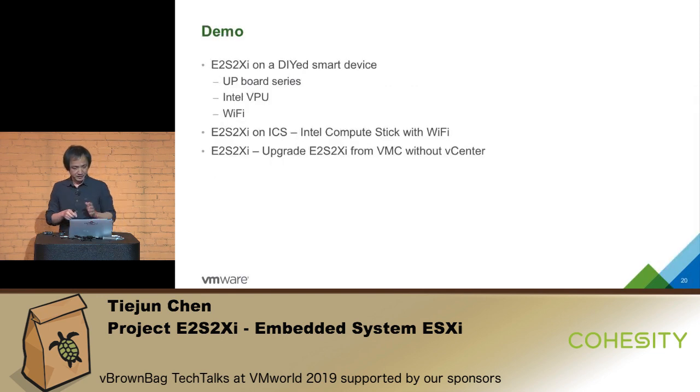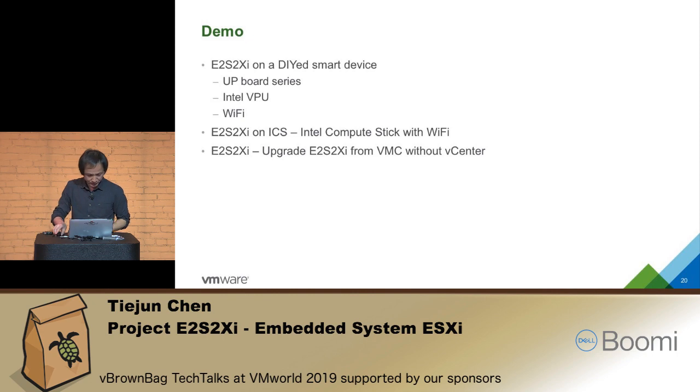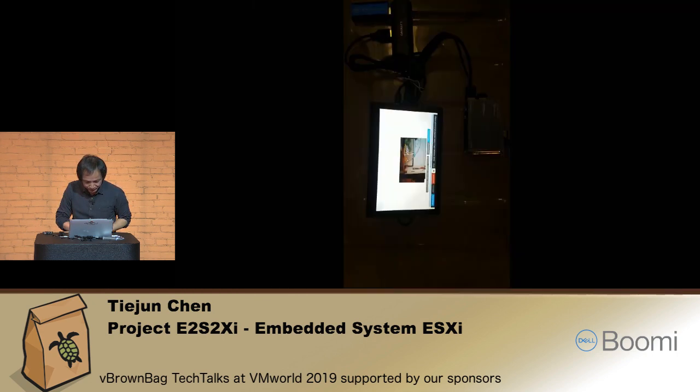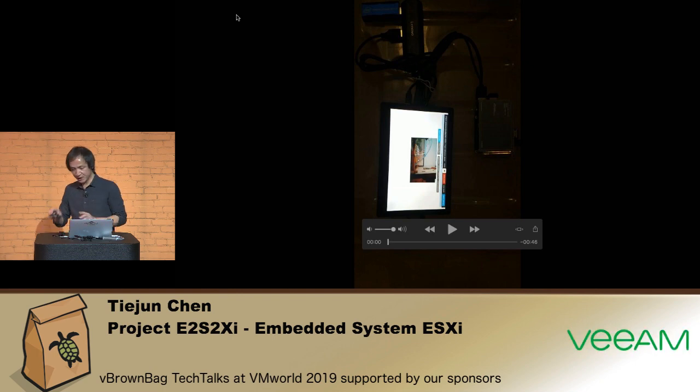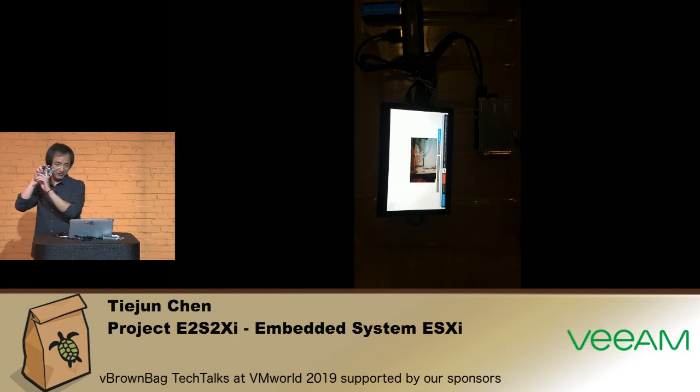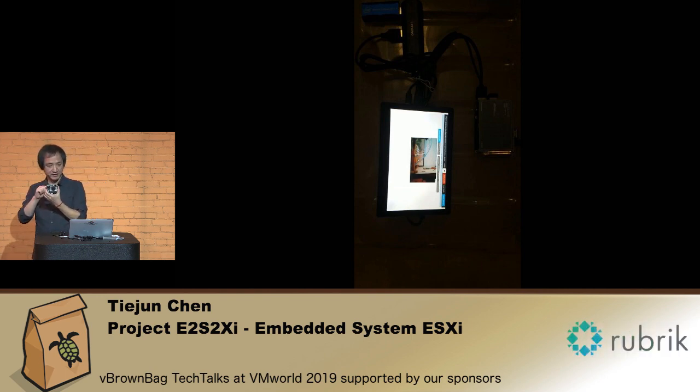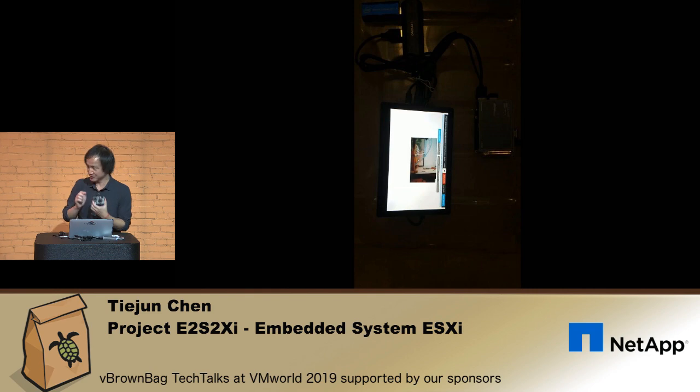Okay, now let me show you some demo. This demo is based on this app platform. It's an x86 based platform. We enabled our ESXi on the platform and also enabled Wi-Fi here. Also enabled edge computing, machine learning inference. It's not clear, but you can see that one below. That device is an Intel VPU.